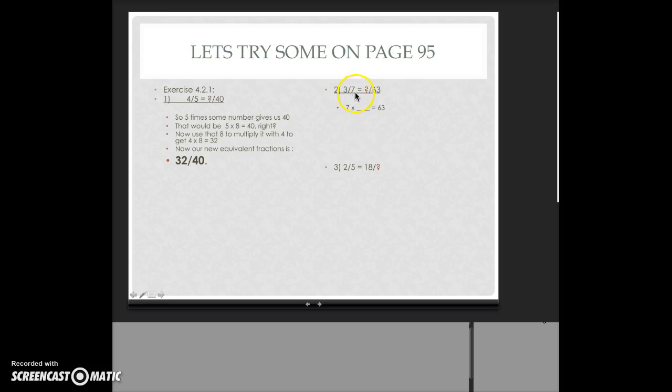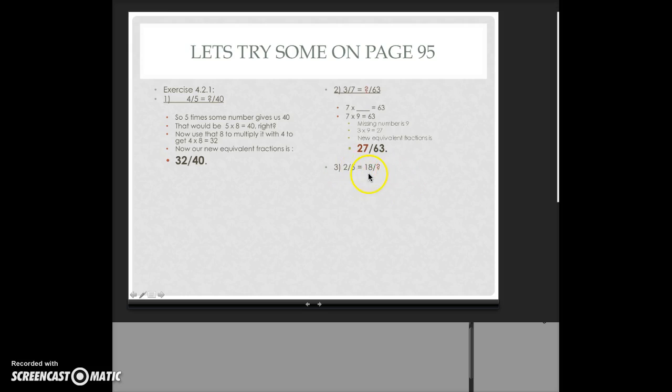Number 2, 3/7 is something over 63. So that means 7 times something gives me 63. Hopefully it gives us a 9. So the missing number is 9. So we take that 9 and multiply it by the numerator and get 27. So now my new equivalent fraction looks like 27/63.